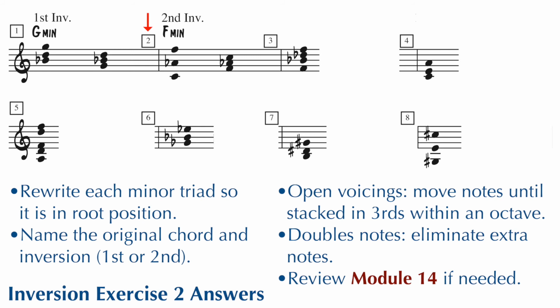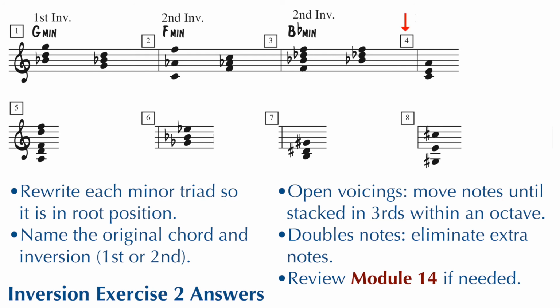Number 3 has more than 3 notes, so you know something's doubled. We have an F at the bottom and an F at the top. I'm going to cross out the F at the bottom, and now we have a B flat, D flat, F, nice and neatly stacked in thirds. This is a B flat minor chord, originally in second inversion because the F, the fifth of the B flat minor chord, is at the bottom.